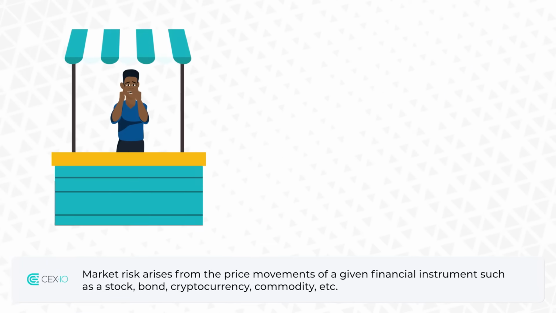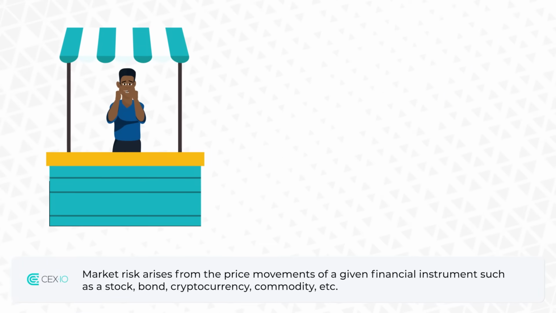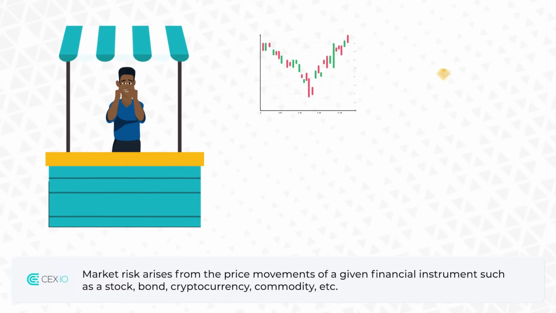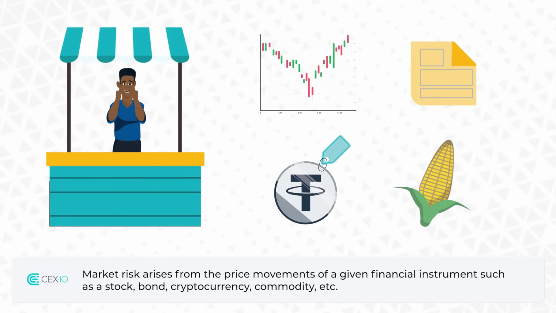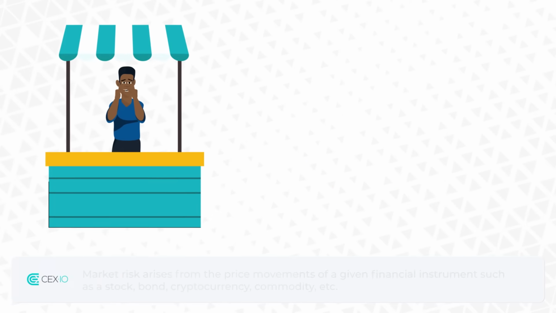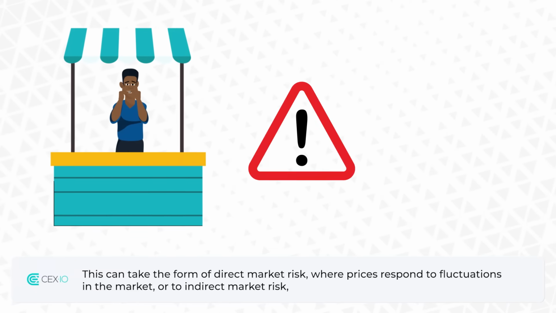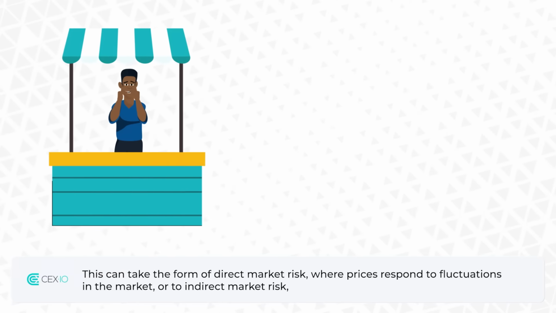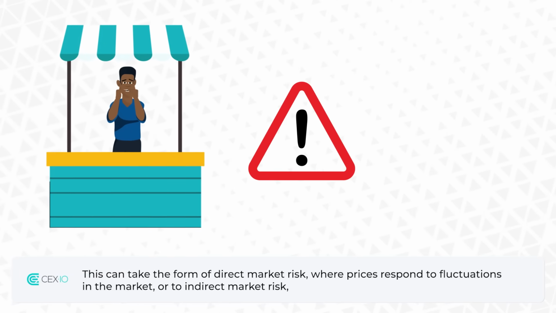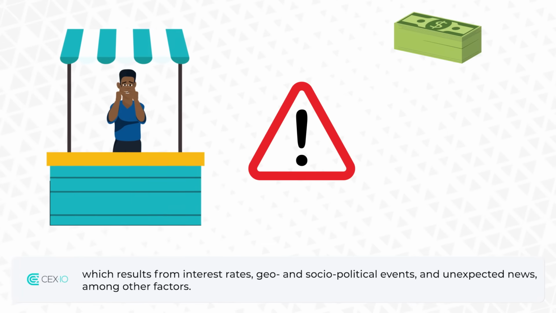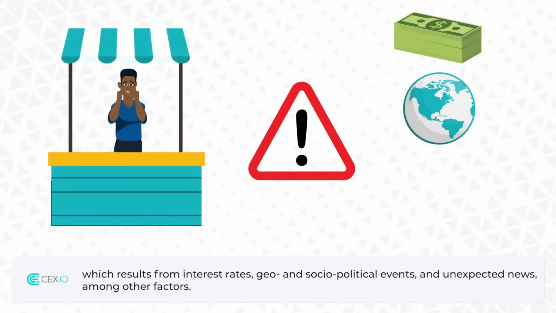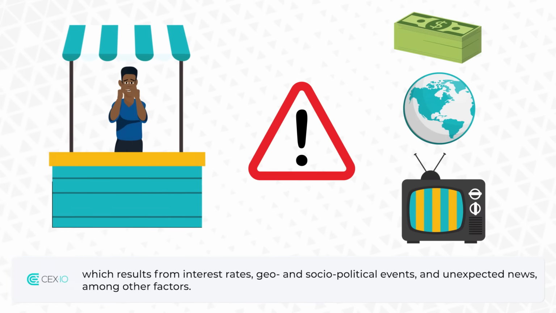Market risk arises from the price movements of a given financial instrument, such as stock, bond, cryptocurrency, commodity, etc. This can take the form of direct market risk, where prices respond to fluctuations in the market, or indirect market risk, which results from interest rates, geo- and socio-political events, and unexpected news, among other factors.